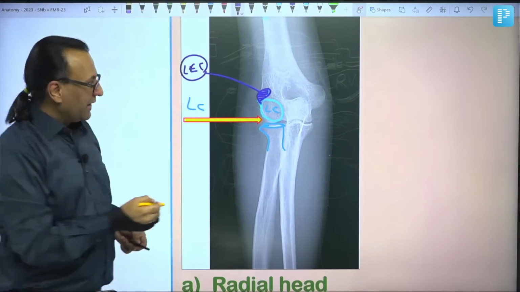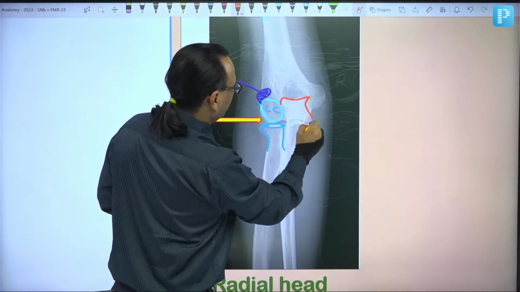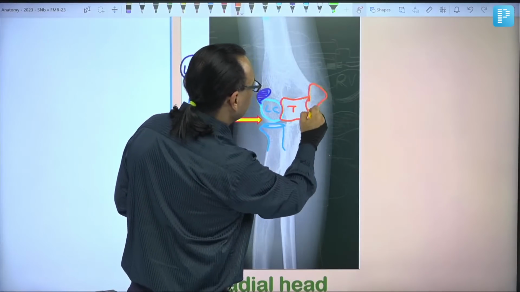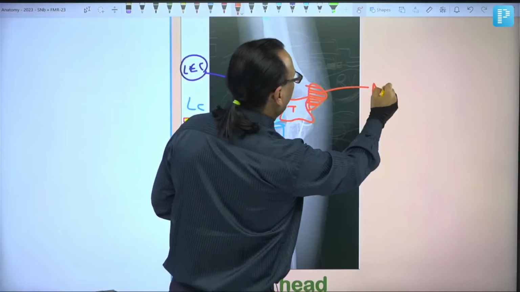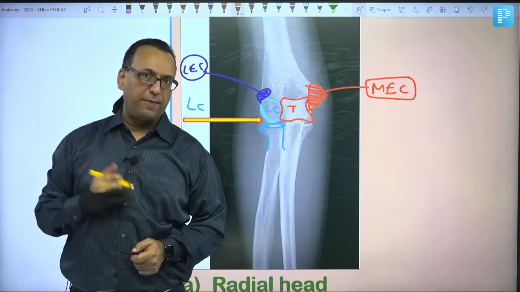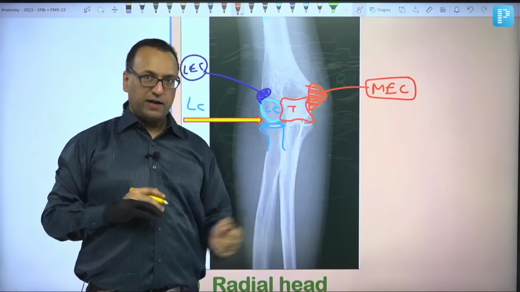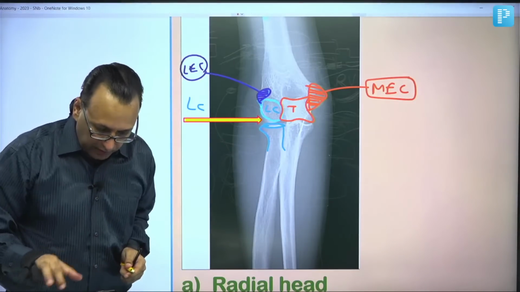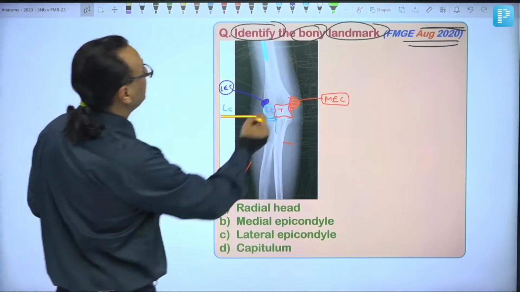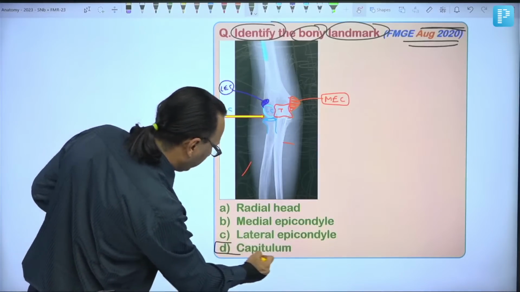Similarly, on the medial side, if you say use this color, trochlea is basically the medial condyle. There will be a projection, the medial epicondyle. Now it is important for us to identify the medial epicondyle because it will help us in the next coming question. So lateral condyle, lateral epicondyle, medial condyle, medial epicondyle, you should know. And anyway, if you are asking for the answer we already have got, because it is asking for this arrow mark, we will say our answer is definitely the capitulum, lateral condyle.